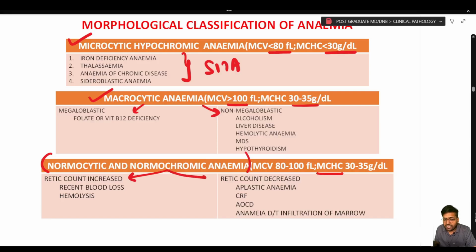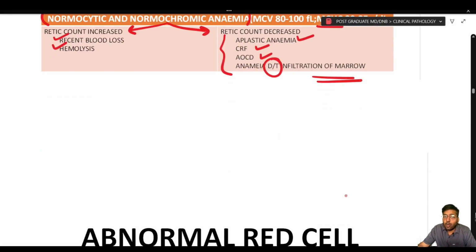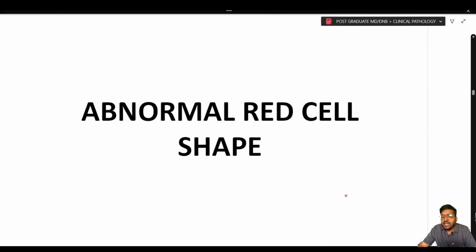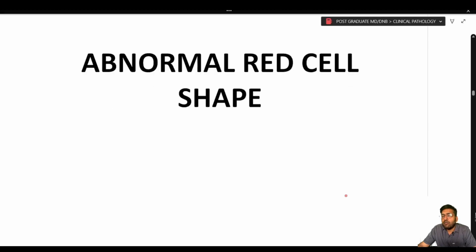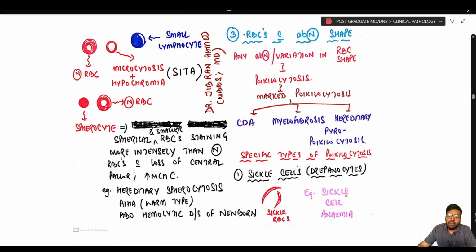If the retic count is increased, then it can be because of recent blood loss or because of hemolysis. If the retic count is decreased, then these are indicative of some defect in the bone marrow or certain systemic disorders like aplastic anemia, chronic renal failure, anemia of chronic disease, or anemia due to infiltration of the marrow. Okay, so this is the classical morphological classification of anemia. This is very commonly asked in your practical exams: state the morphological classification of anemia with causes. Now we are going to discuss the abnormality of the RBC shape. The very important thing, as we know, any abnormal variation in the RBC shape, we call it poikilocytosis.